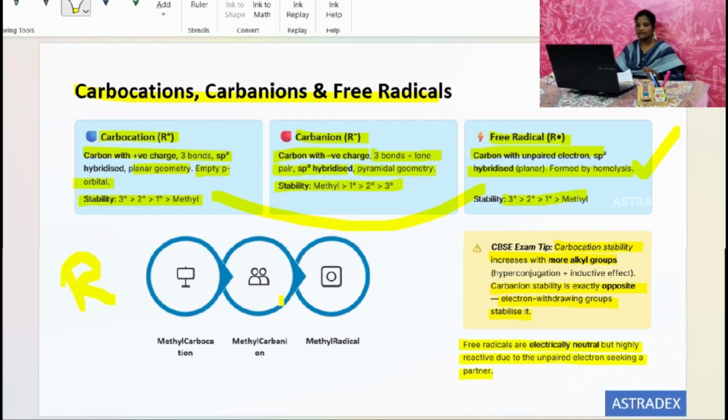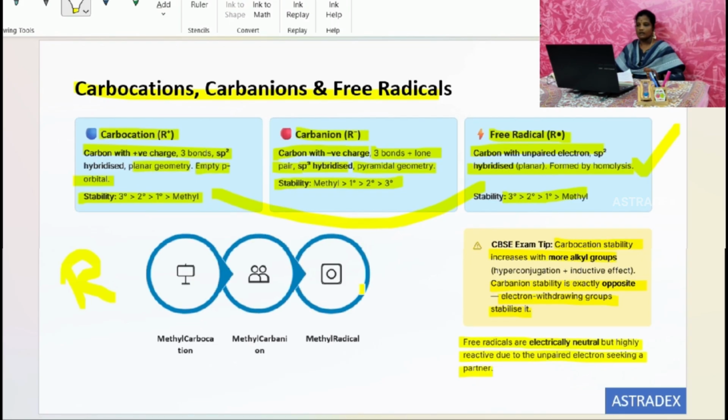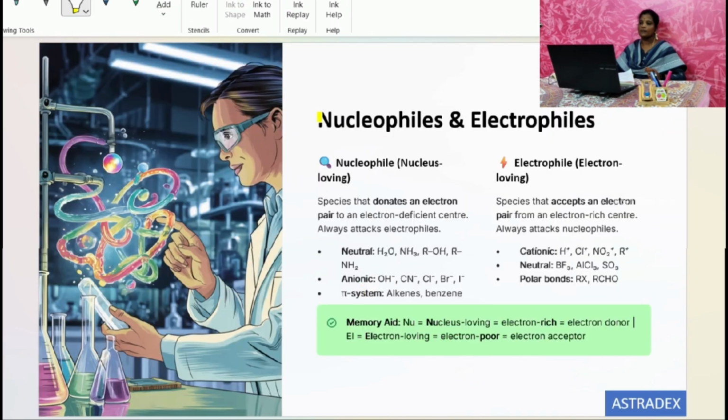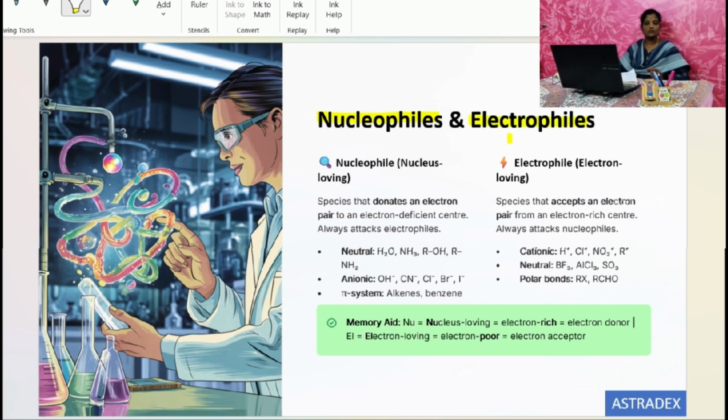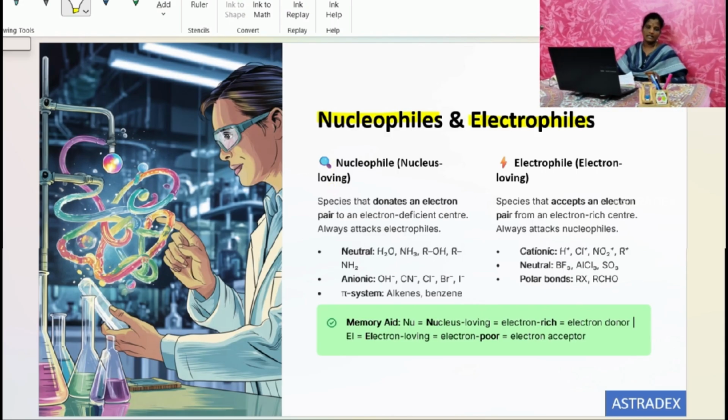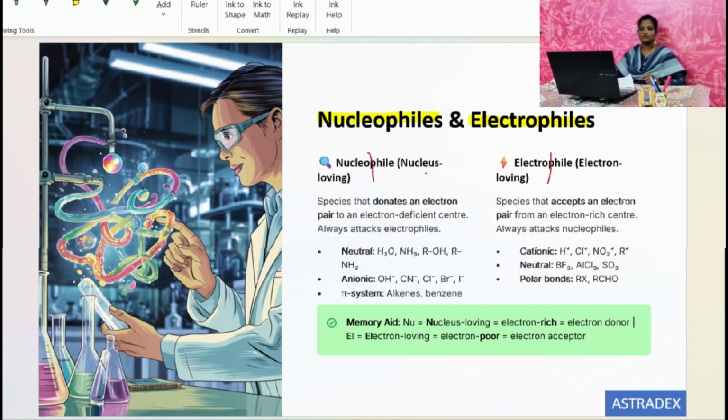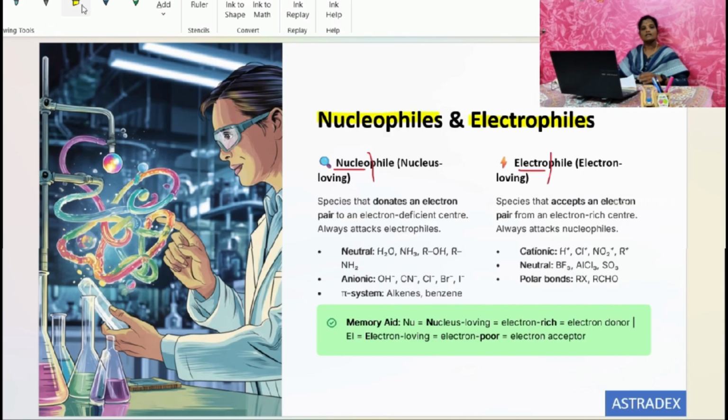Okay, correct. Now we are moving to a very important topic, nucleophiles and electrophiles. So what is a nucleophile? With the word, again you divide it into two. Nucleo means nucleus, phile means loving. And electrophile means electro, electron, phile, loving: electron loving. We will define it and use these terms in future, in upcoming classes.